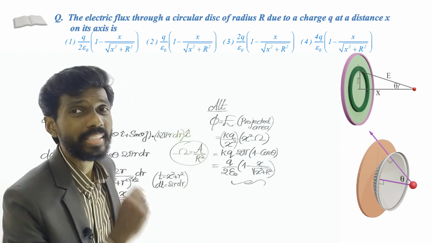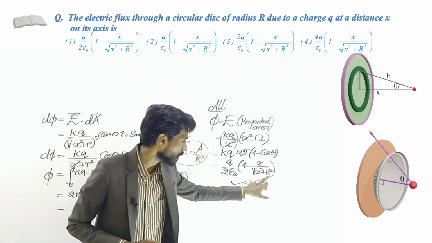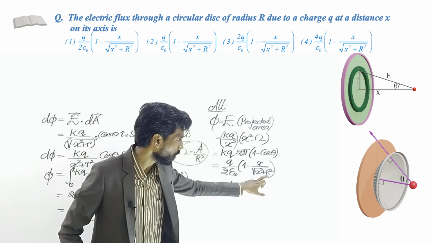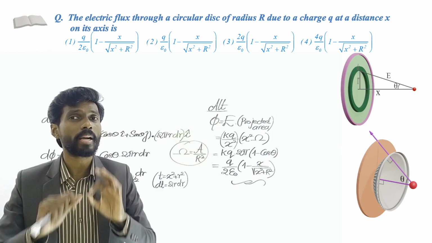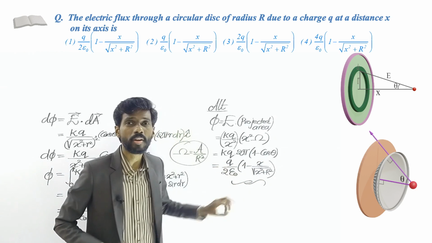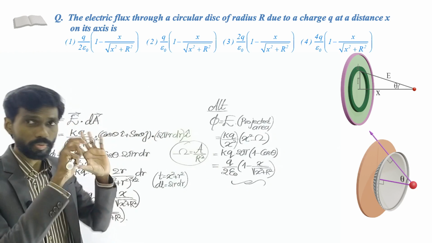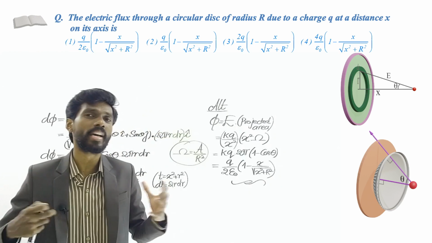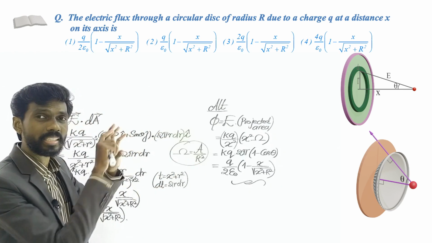If you observe this formula, suppose the value of r is taken to be infinity. What will happen here? If r is infinity, x, a finite value, divided by infinity will become 0. So this whole term becomes 0, and we get q divided by 2 epsilon 0. What is that? That is the electric flux through a hemisphere. So what is meant by r being infinity geometrically? That means the radius of this disk is infinity.